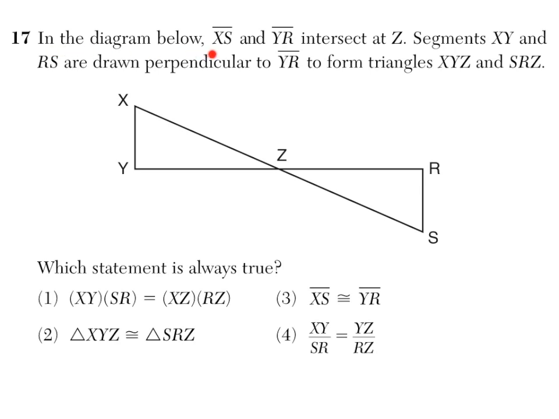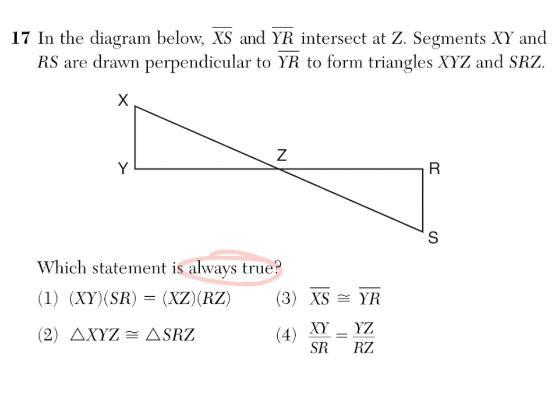Question 17. In the diagram below, XS and YR intersect at Z. Segments XY and RS are drawn perpendicular to YR to form triangles XYZ and SRZ. Amazing. Which statement is always true? And so that's really critical, and I'm going to highlight that right now. This means, of course, that 3 are not true, 1 is.